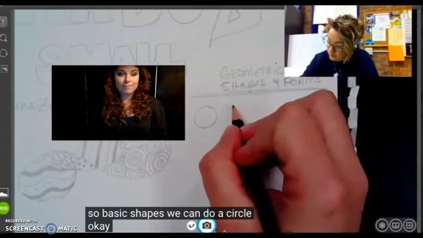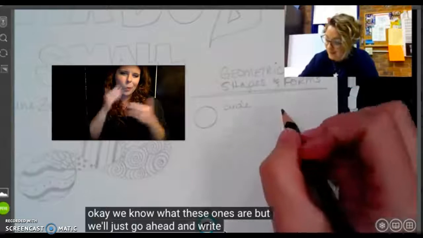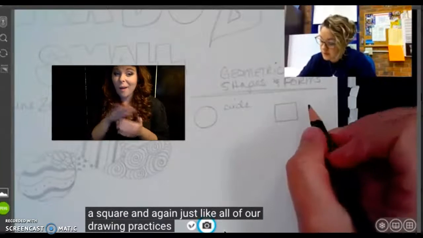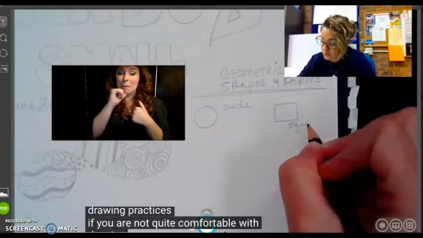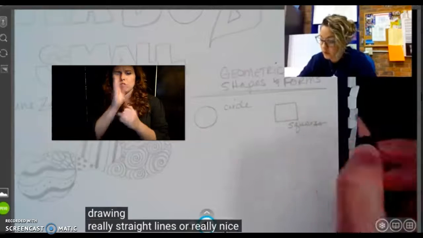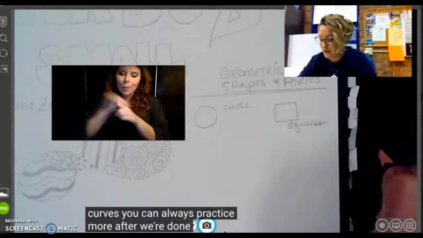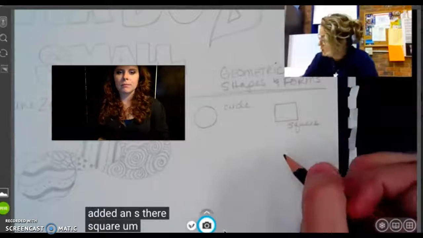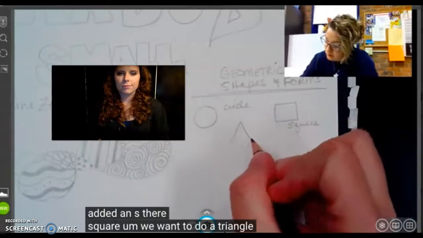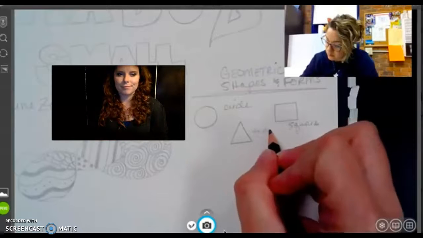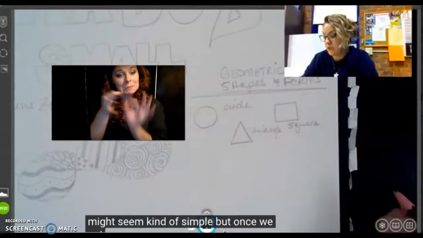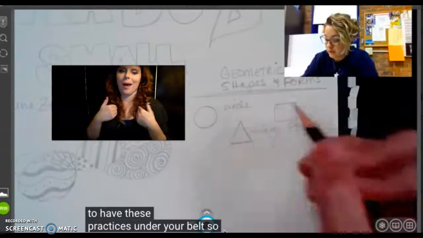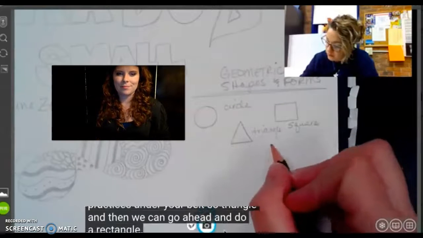We know what these ones are, but we'll just go ahead and write a square. And again, just like all of our drawing practices, if you are not quite comfortable with drawing really straight lines or really nice curves, you can always practice more after we're done. So, square. We want to do a triangle. Might seem kind of simple, but once we get into tackling harder drawings, it'll be nice to have these practices under your belt. So triangle, and then we can go ahead and do a rectangle too.